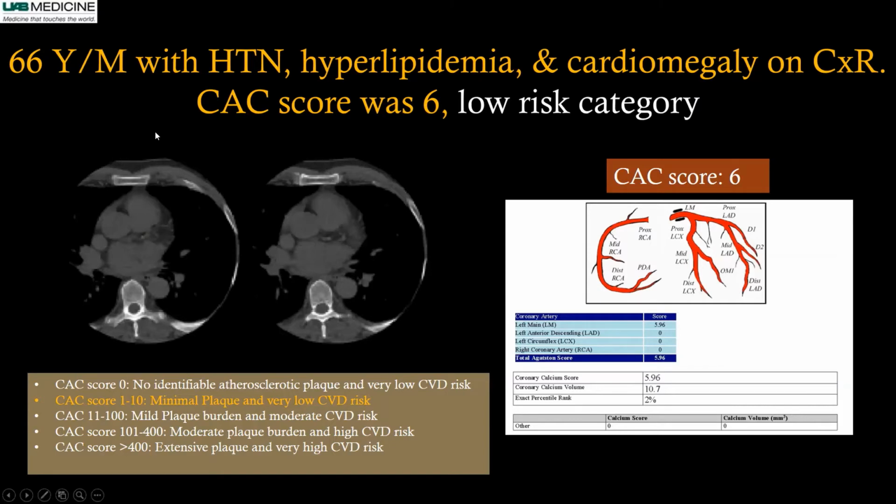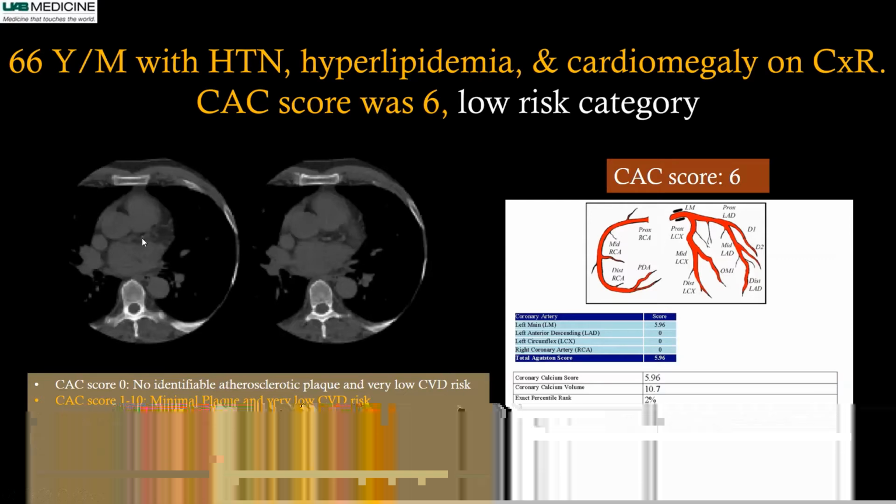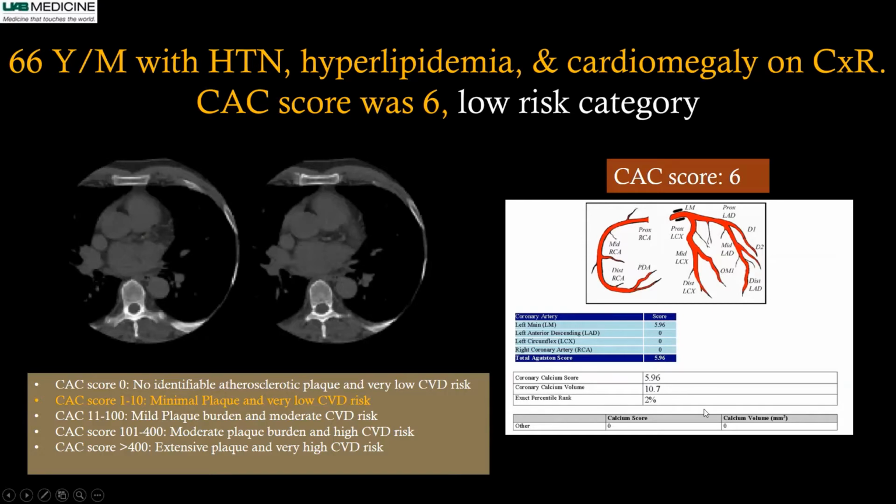For example, this is a 66-year-old male with hypertension and hyperlipidemia, and his calcium score was 6, and you can see a tiny speck of calcification in the left main. The machine also generates this distribution of the calcification, and it shows the calcification is mostly in the left main. So according to the criteria, a coronary artery calcium score of 6 falls into the 1 to 10 category, which means there's minimal plaque and a very low cardiovascular disease risk in the future.